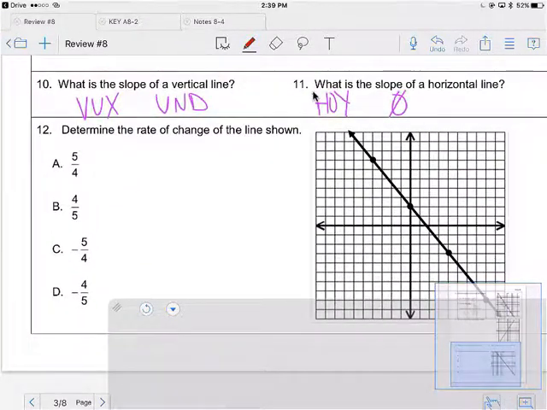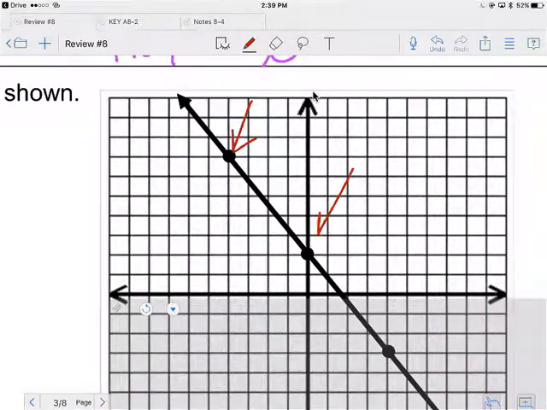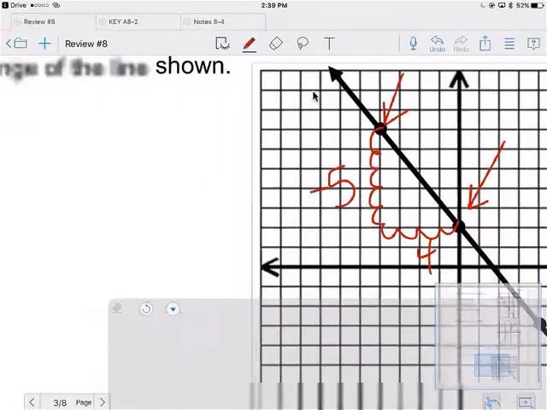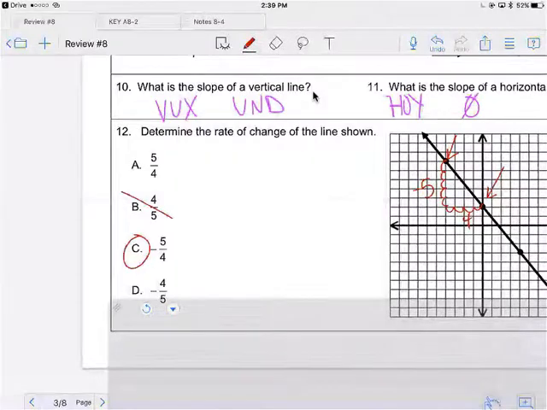The rate of change for the line shown, we just count from point to point. Remember that we start with the left point and move to the right point. So we go down 1, 2, 3, 4, 5, and to the right 1, 2, 3, 4. So negative 5 over 4. I could automatically cross out A and B because they are not negative slopes. And then I just have to determine if I'm going down 5, right 4, or down 4, right 5.